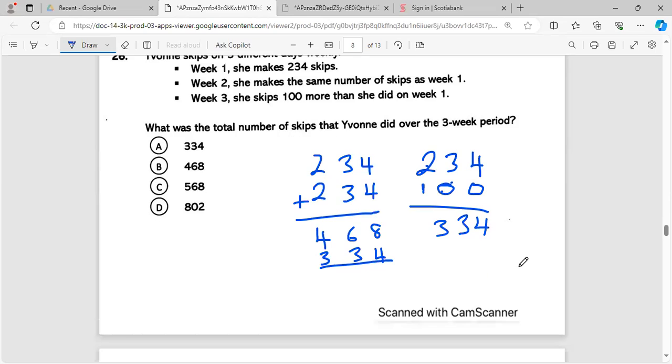Everybody agree with this? Or is there an objection? Yes, sir, I agree. It's correct, guys. The clue was, it says the person did 100 more than what they did in week 1. So week 1, they did 234. That means in total, for week 3, it would have been 334. Excellent job. It is indeed D.